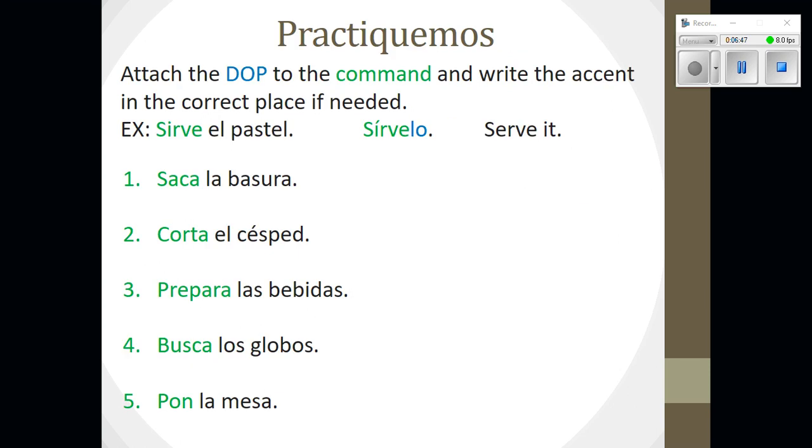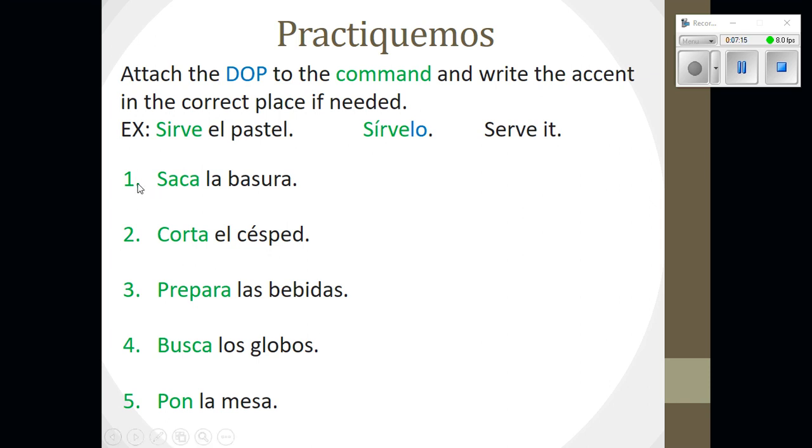All right, let's practice attaching the DOP to the command, okay? And make sure that we write the accent mark if we need it. All right, look at the example. Sirve el pastel. You're telling someone, serve the cake, all right? If we want to say serve it, okay, we would use lo as our DOP to replace el pastel, okay? And we attach it to the command, sírvelo, okay? Now we count back. We have 3 vowels. Therefore, we're going to go ahead and put the accent mark on that 3rd vowel from the end, okay?